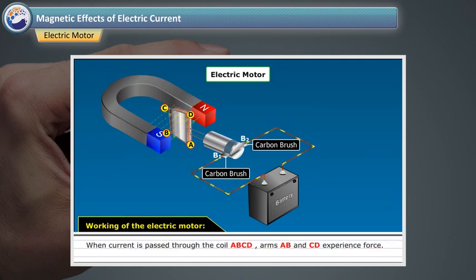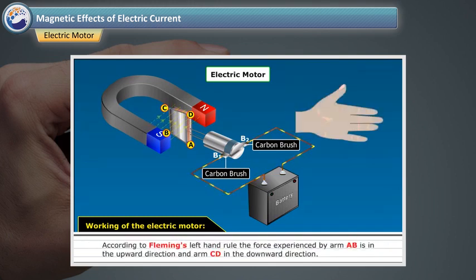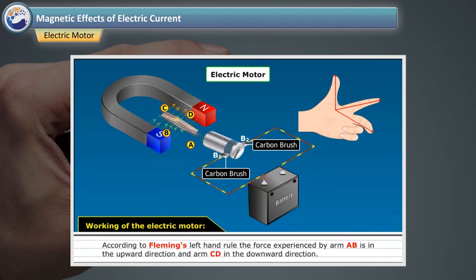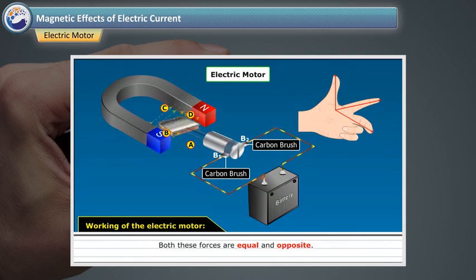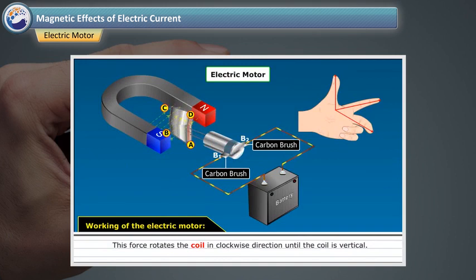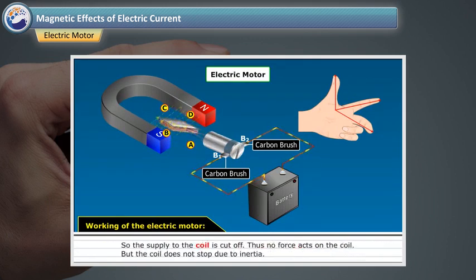Working of the electric motor. When current is passed through the coil ABCD, arms AB and CD experience force. According to Fleming's left-hand rule, the force experienced by arm AB is in the upward direction and arm CD in the downward direction. Both these forces are equal and opposite. This force rotates the coil in clockwise direction until the coil is vertical. At this position, the contact between commutator and brushes breaks, so the supply to the coil is cut off. Thus, no force acts on the coil.